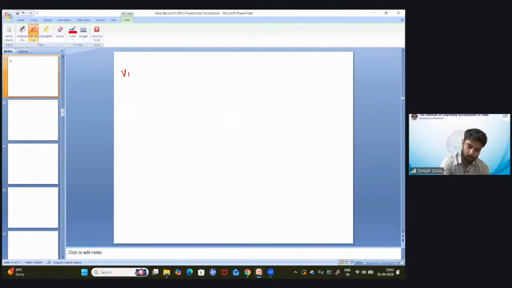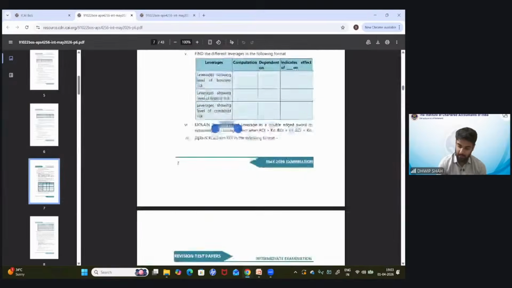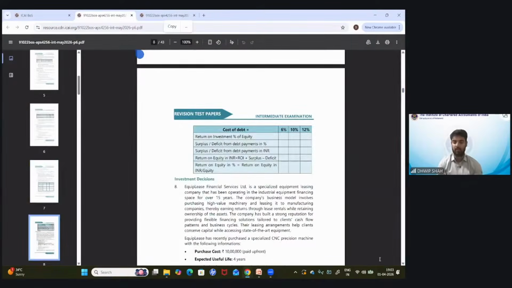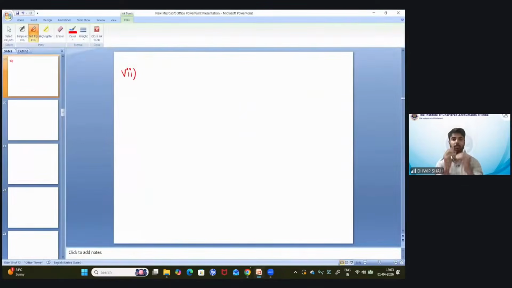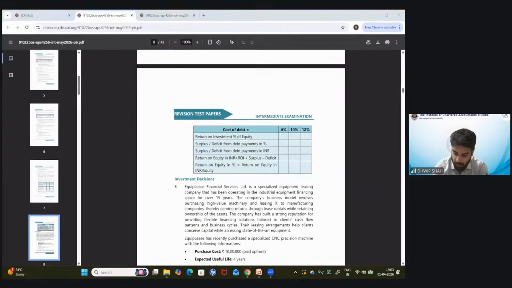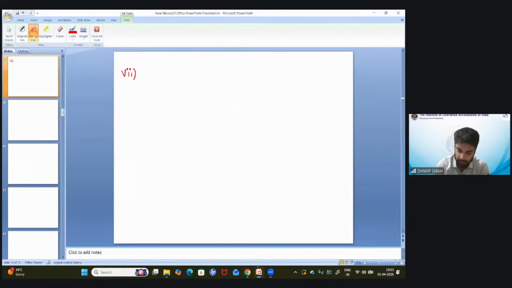Now last point, number 7. Okay? Last point number 7. Again they have given a format. They have asked 1, 2, 3, 4, 5 things in point number 7. They have everything given in the format. What to find is told in the table itself. So let's take one by one. First let's prepare the format.